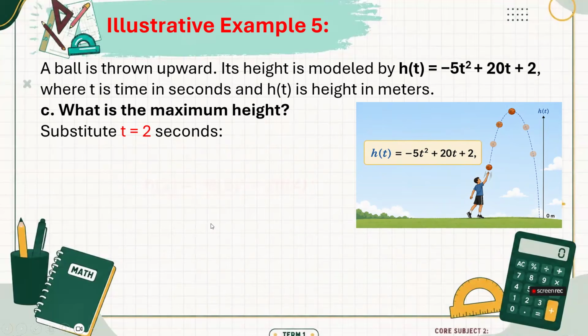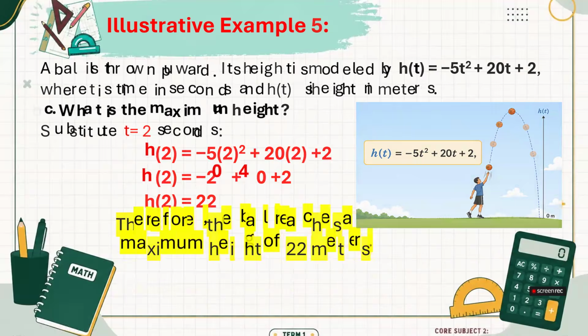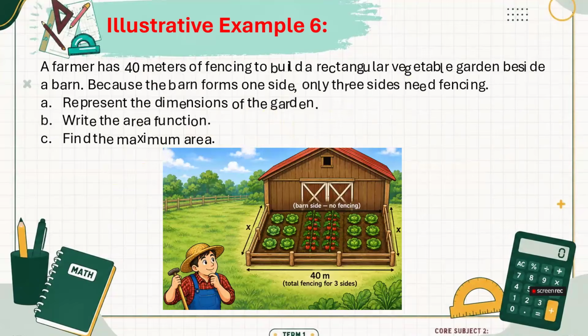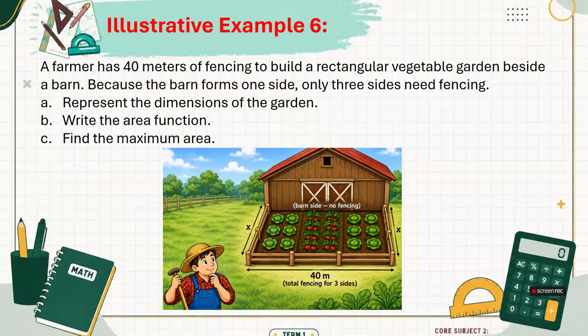Okay? So let us now proceed to the next example. A farmer has 40 meters of fencing to build a rectangular vegetable garden beside a barn. So the barn already forms one side. So the farmer only needs to fence the three sides. So we need to represent the dimensions, write the function, and find the maximum possible area.